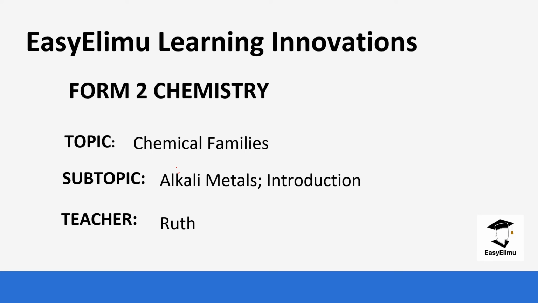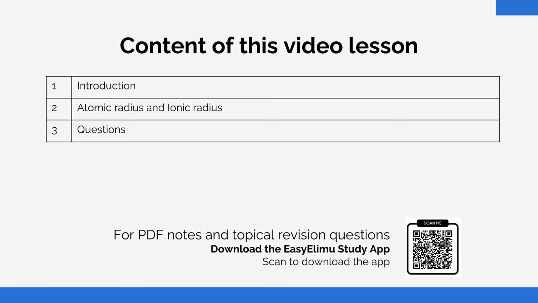And then we are going to dive into alkali metals in detail, look at some of the properties of alkali metals. So for this session, we start with the introduction bit, and then we are going to look at the differences between the atomic radius and ionic radius of alkali metals. And then we are going to tackle some questions at the end of the session. So we'll start with what are chemical families.